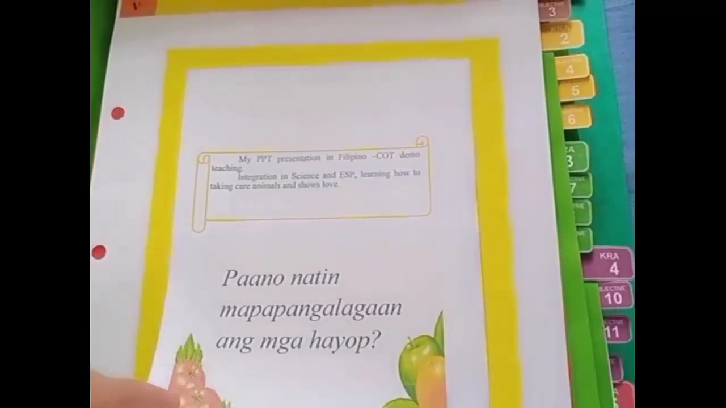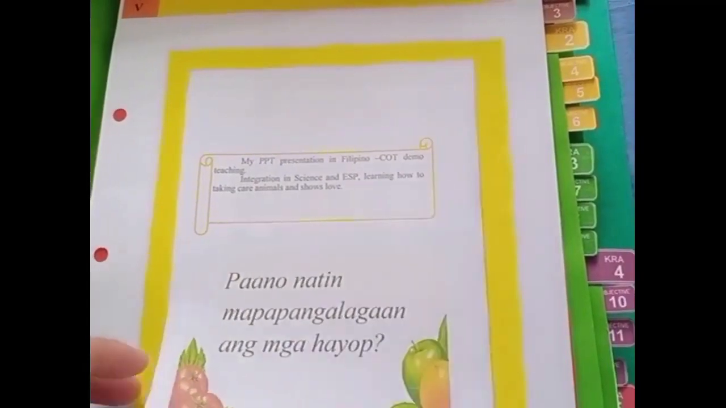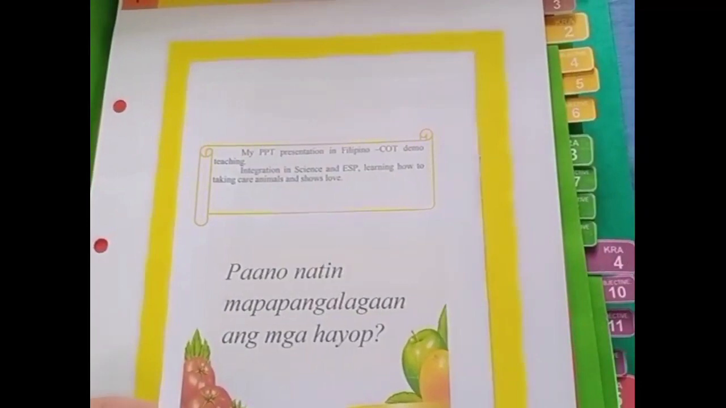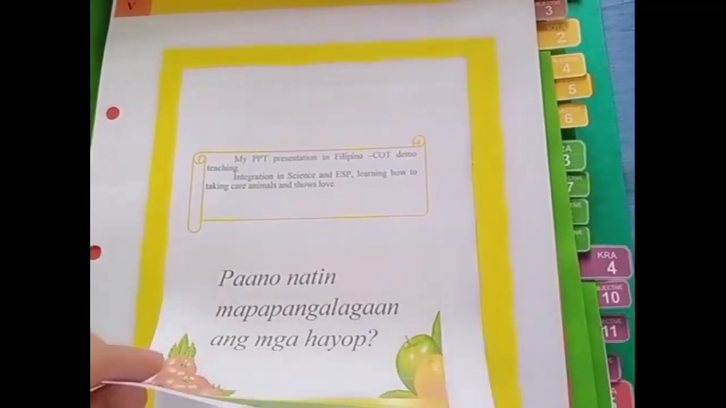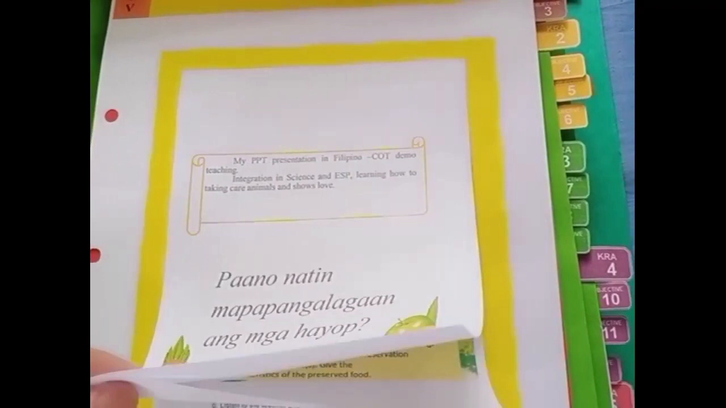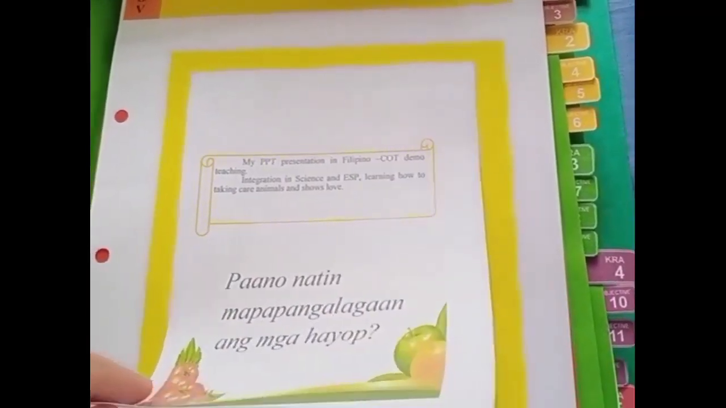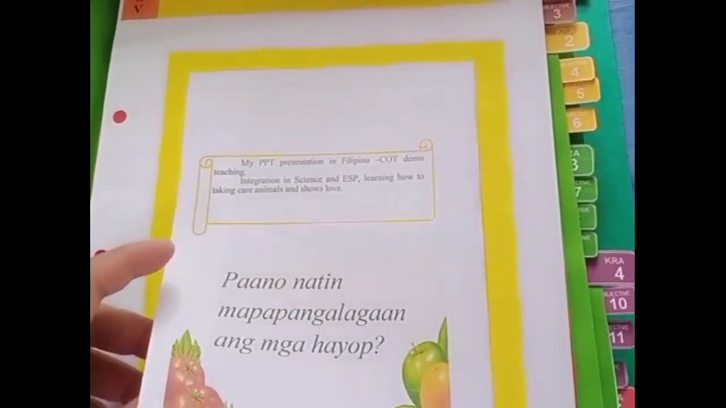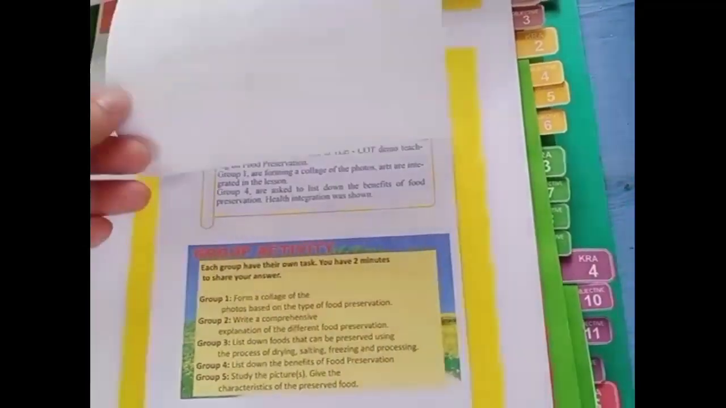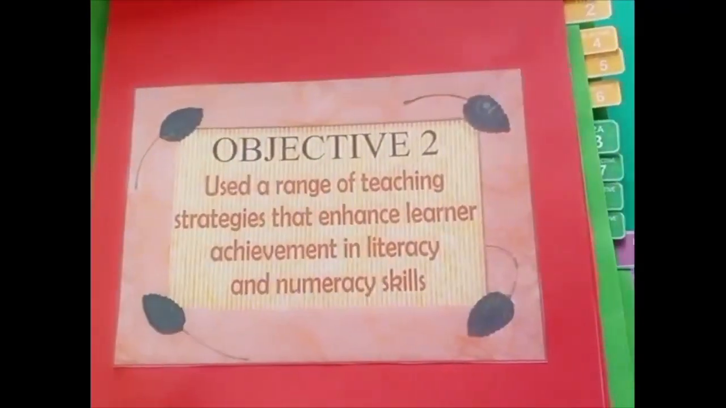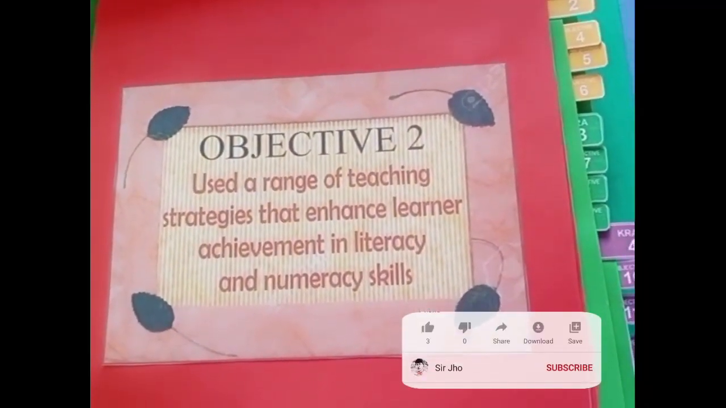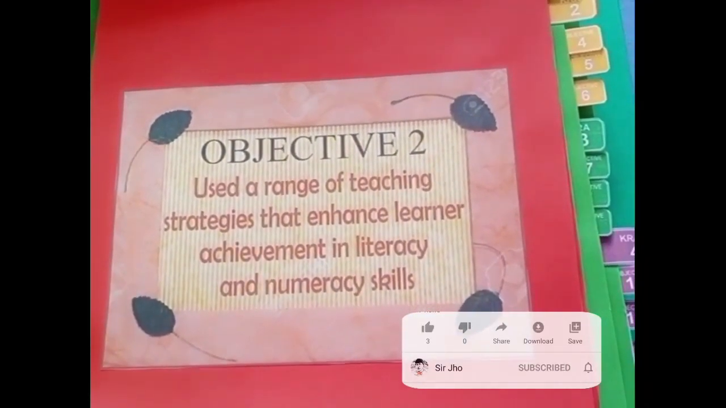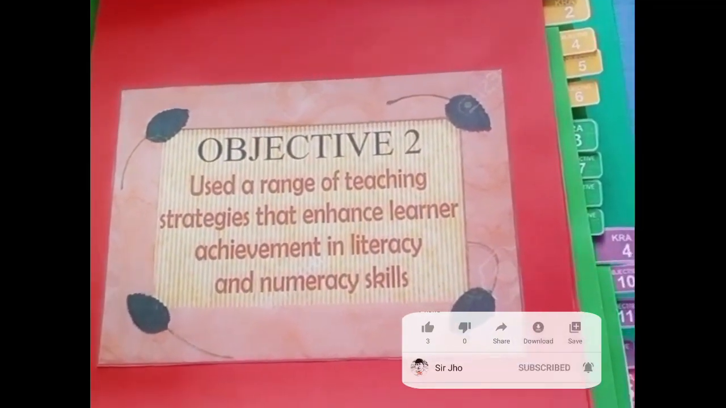Pangalawang nailagay ko ay yung instructional materials na ginamit ko sa demo. Dinagdag ko na rin itong instructional materials ko sa MOB para sa Objective 1 dahil nataon na naihanda ko na rin siya. Isinama ko na rin dahil sayang naman kung hindi ko maidadagdag. Pero sapat na sana yung lesson plan na pang support doon sa MOB 1 ko na nauna, which is the COT rating sheet. Next ay sa objective number 2. You used a range of teaching strategies that enhance learner achievement in literacy and numeracy skills.